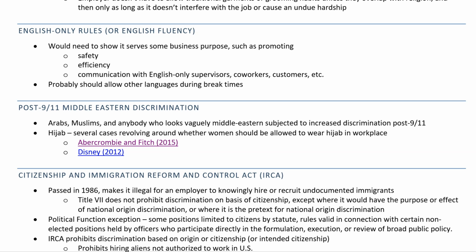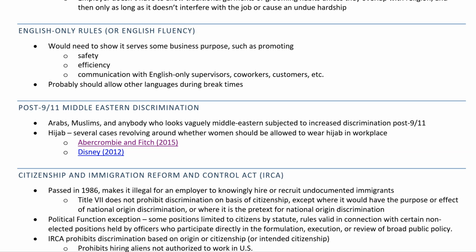So what if I, as an employer, want to establish a rule at my company that everybody has to speak only English at all times, no matter what? We get into a little bit of tricky territory here. I could even have an English fluency rule where you can't have too thick of an accent or something like that. So I just have to be careful about that. It can be allowed sometimes.